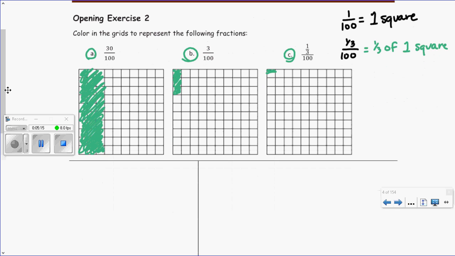We're going to go ahead and type a couple questions here. Well, I'm going to type it. You're going to write them. How are these fractions related to percents?